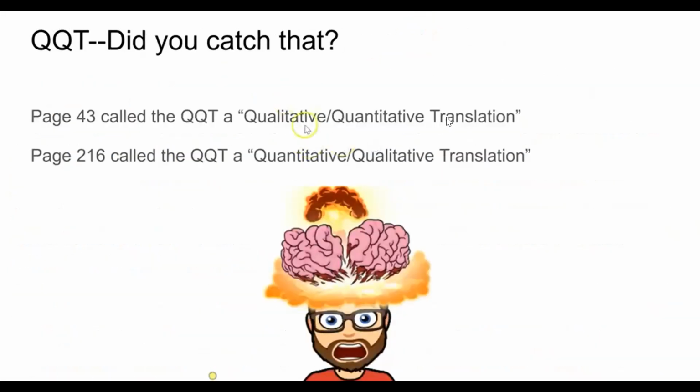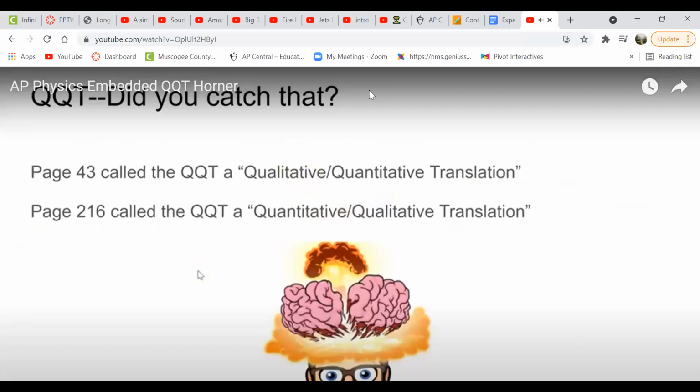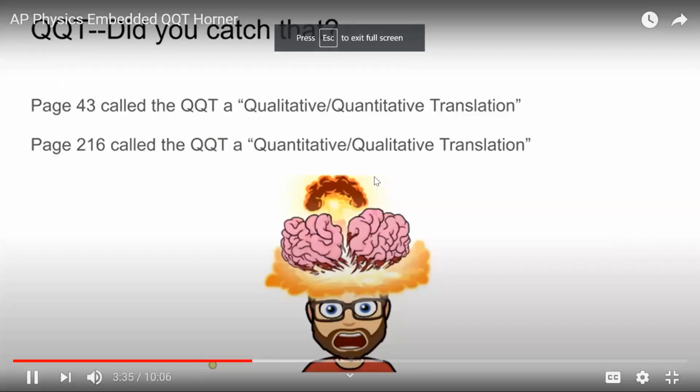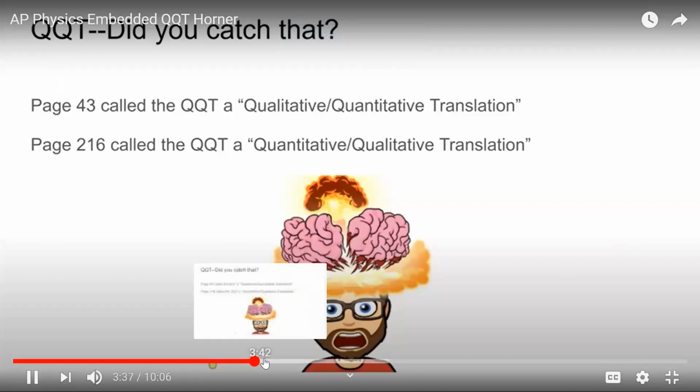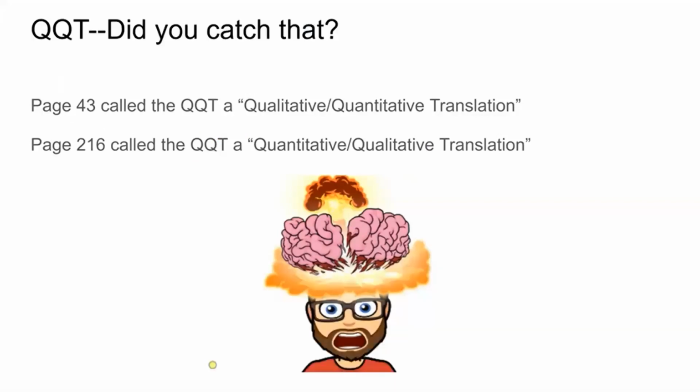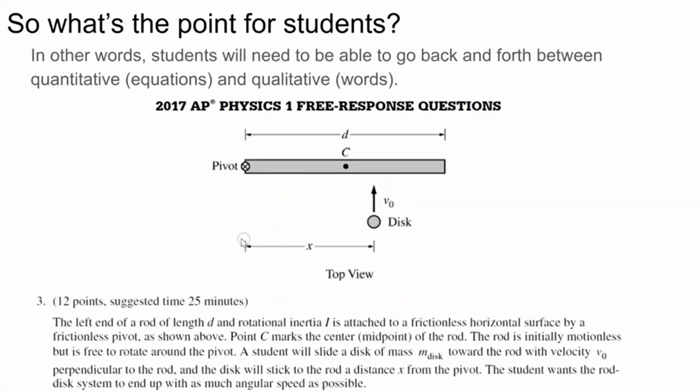So here's the funny thing about the CED, the course exam description. On page 43, they call the QQT a qualitative quantitative translation. That's what I'm normally used to. But on page 216, for some reason, they flip it. It's just something kind of weird and interesting, and it blew my mind.